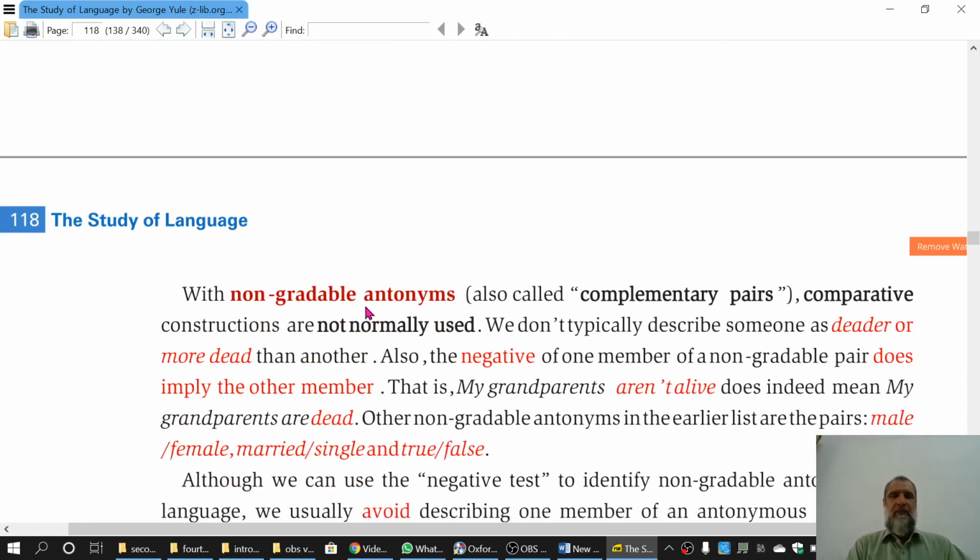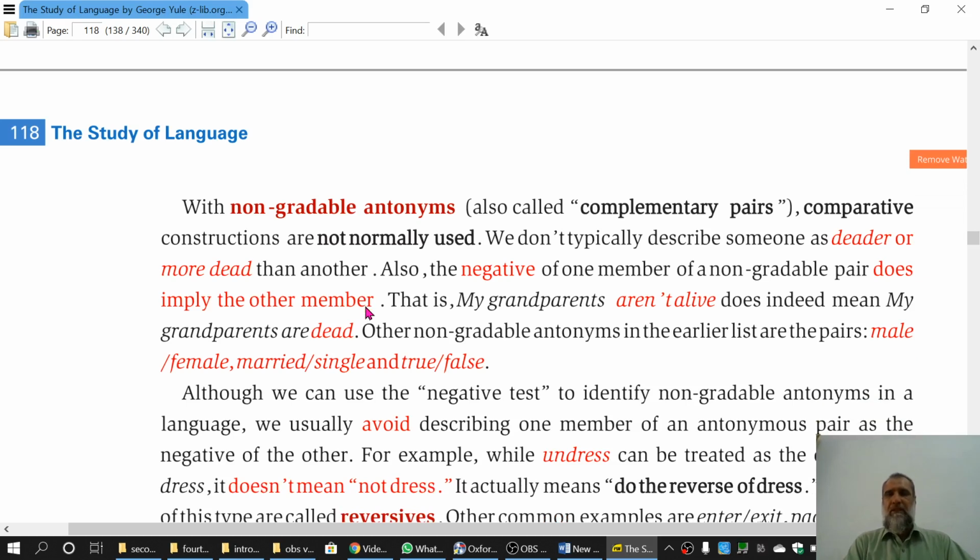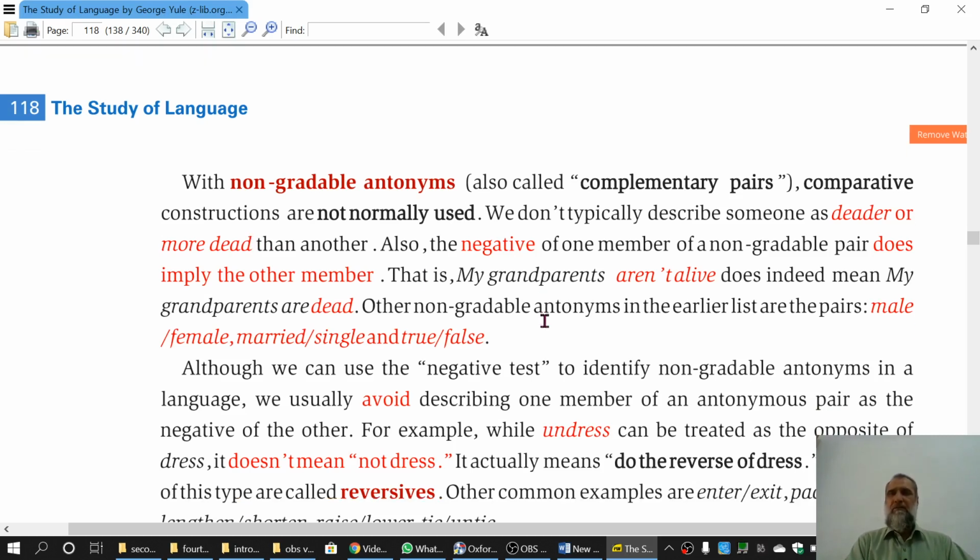The non-gradable antonyms are the ones which cannot be used in comparison. For example, if we take the word dead, you cannot say more dead, because that would be gradable then, and this quality is not gradable. So you cannot say deader, or someone is more dead than someone else.